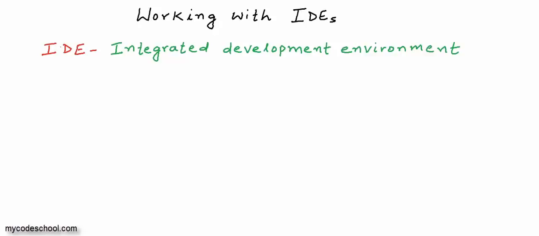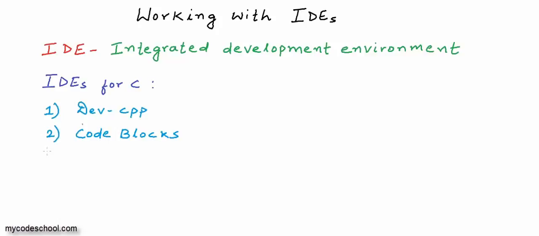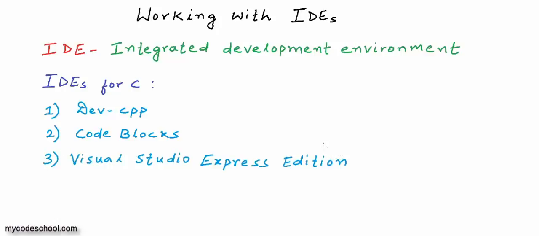IDEs give you a rich editor, a nice user interface, and a bunch of features that help you manage big projects and detect errors in your program. Some of the IDEs that you can use for C are Dev-cpp, this is a light one. There is another one named Code Blocks. Visual Studio Express Edition, this one is by Microsoft and this is what I will use in most of the lessons in this series. There is another one named Eclipse for C, C++. Typically an IDE would support both C and C++.